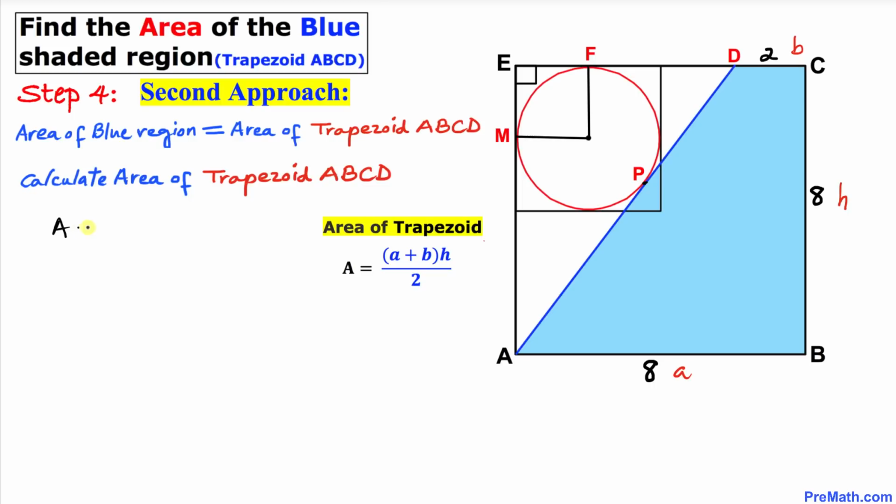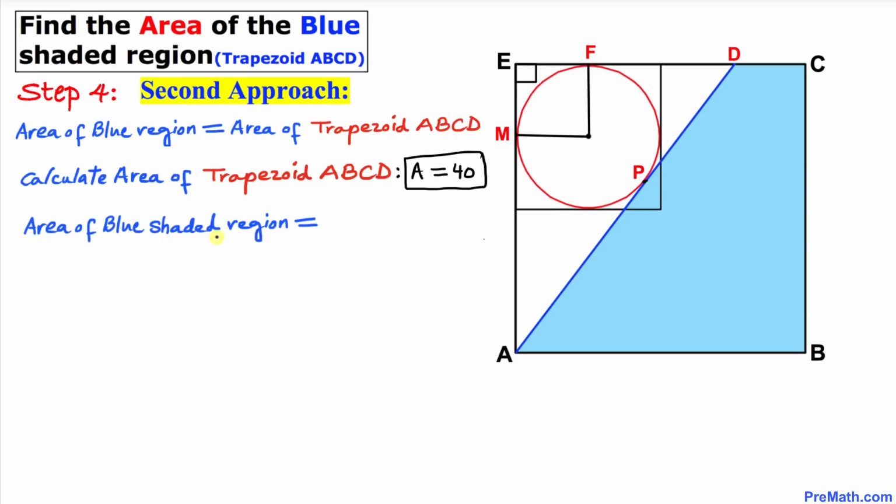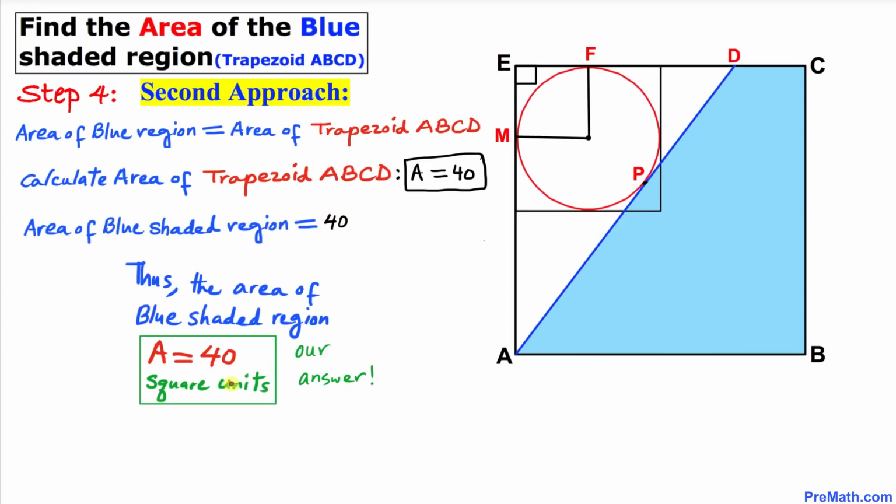So area A equals (8 plus 2) times 8 divided by 2. That is going to give us 10 times 8 divided by 2, which gives us 40. So A turns out to be 40. So the area of this blue shaded region is going to be simply 40. Thus 40 square units is the area of this blue shaded region.